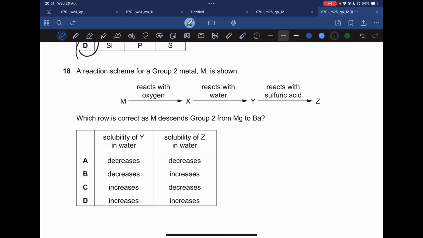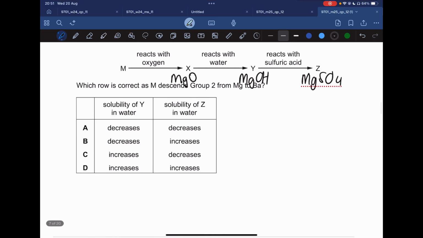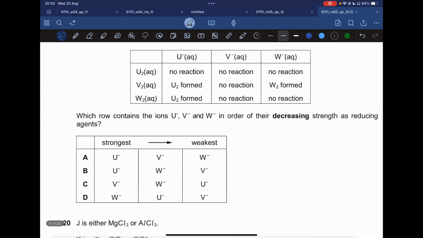A reaction scheme for group 2 metal M is shown. So it reacts with oxygen, and we're looking at M. Let's just use magnesium for the sake of it. So it's magnesium oxide, reacts with water, becomes magnesium hydroxide, and reacts with sulfuric acid, and we're looking at magnesium sulfate. Okay, so this is just a study question of solubility. With hydroxides, solubility increases down the group, sulfates decrease down the group. Okay, that's just a study question.